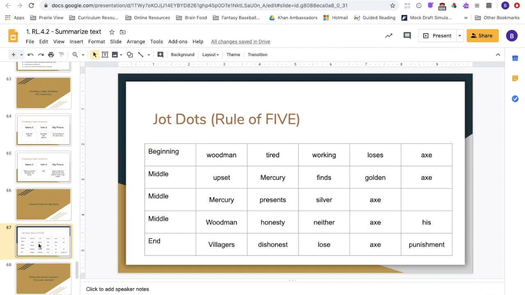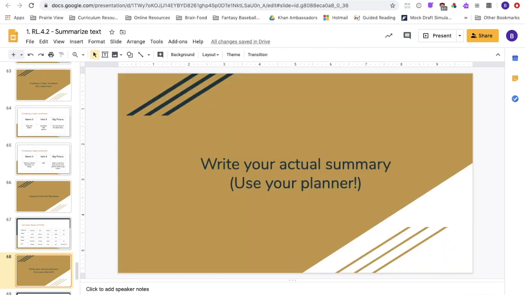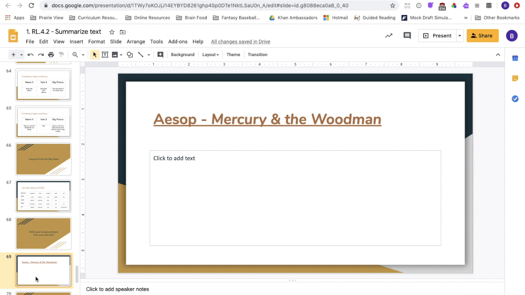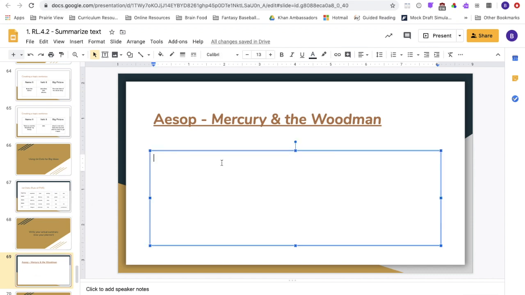Okay? All right, now that we've got our rule of 5, what we're going to do is we're actually going to write the summary. And this is where we get to use our planner. Okay? So I've got a little space right here. And what I'm going to do is I'm going to look back to my topic sentence. All right? And that's where we have Mercury and the Woodman. And Mercury and the Woodman by Aesop.